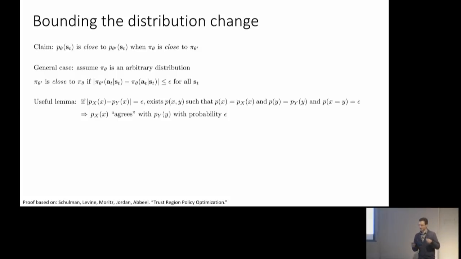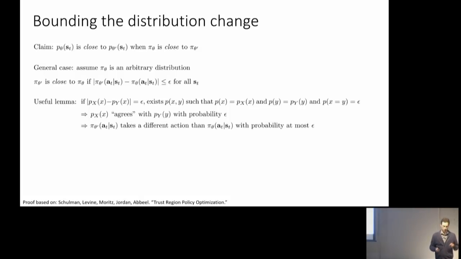So p_x of x agrees with p_y of y with probability epsilon. So of course, if you bound this by epsilon, then this probability is also bounded by epsilon. So that means that if you apply this lemma to the policies, you say that pi theta prime takes different actions than pi theta with probability at most epsilon.